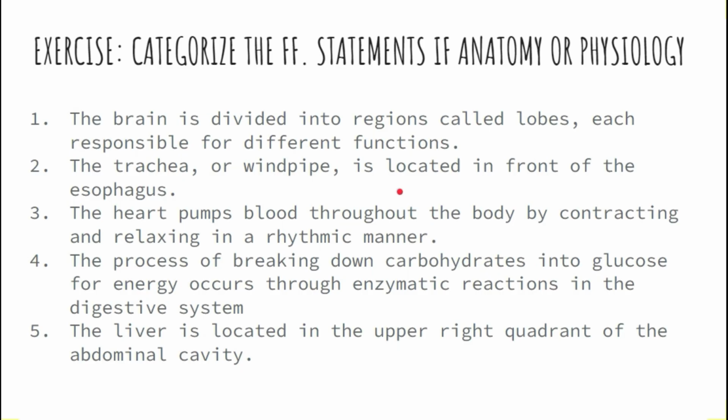This is physiology. Number 4, the process of breaking down carbohydrates into glucose for energy occurs through enzymatic reactions in the digestive system. This is physiology. And then the last part, number 5, the liver is located in the upper right quadrant of the abdominal cavity. This is anatomy. So with that, this is the first part of the lecture.